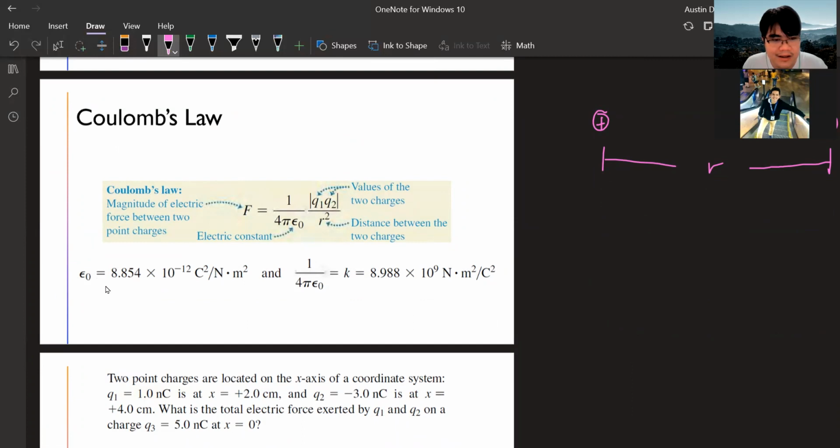This epsilon naught is in your calculator if you want to look for the exact value. So this is the K. But I'm okay with you using K equal to 9 times 10 to the 9 Newton meter squared over Coulomb squared. The C is Coulomb, and it is the unit of charge.